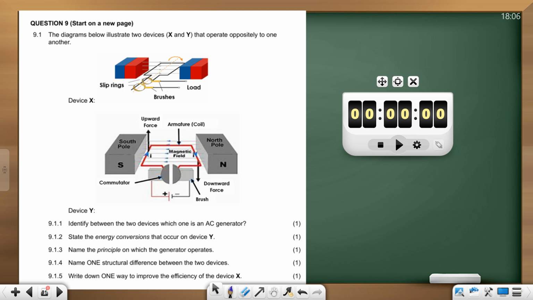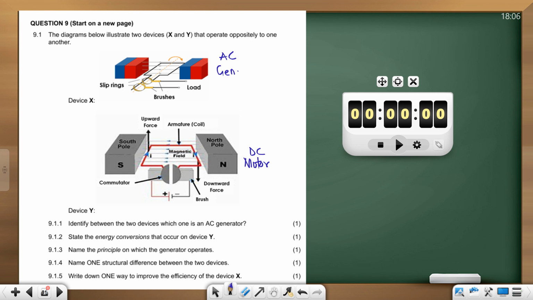Okay, let's get these 5 marks. Identify the two devices: which one is a generator, X or Y? It's X, the AC generator. You would see at the bottom of Y there's a power supply, so that one is a motor, a DC motor, and this is an AC generator. State the energy conversion that occurs at Y. We know that: electrical to mechanical.